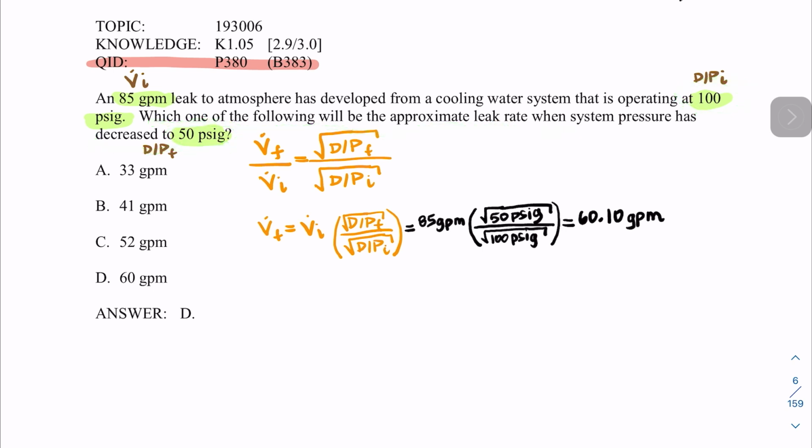So what I do is, okay, I know that 85 GPM is volumetric flow rate. That's my initial volumetric flow rate. And how can I relate this? So I know that I have this formula.